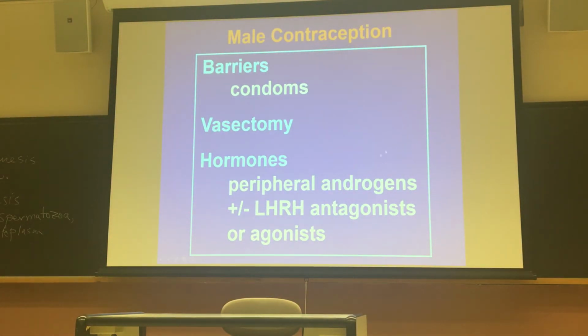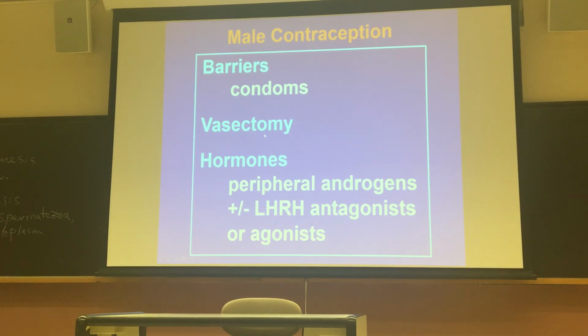Okay. We talked about male contraception at some length earlier when we were talking about steroidogenesis and the control of testosterone production in the Leydig cells in the testis. You're probably all familiar with barrier methods. You're simply preventing sperm from going from the male to the female.